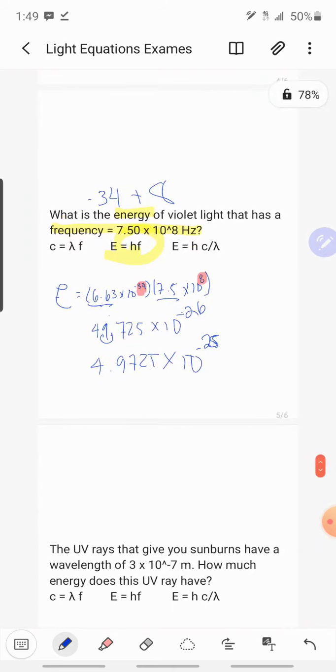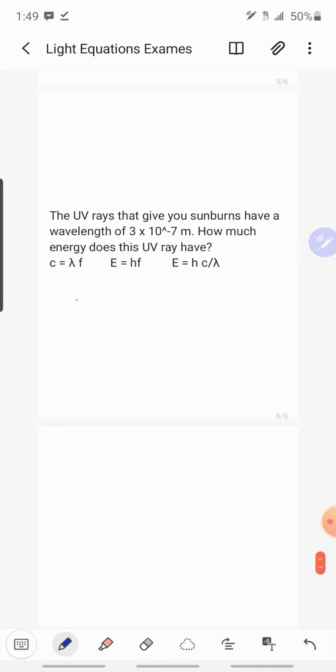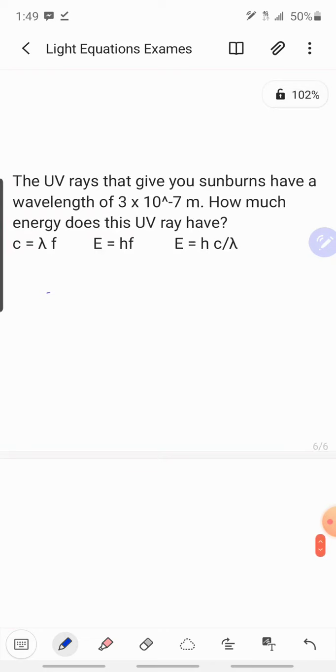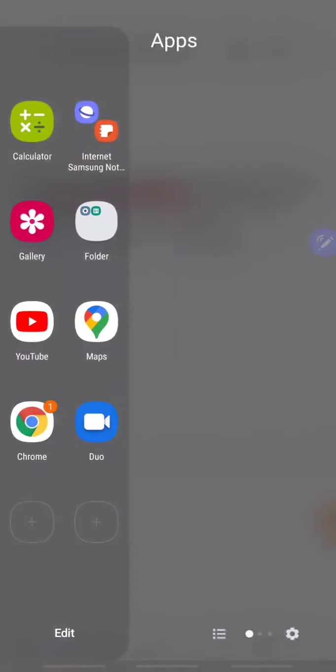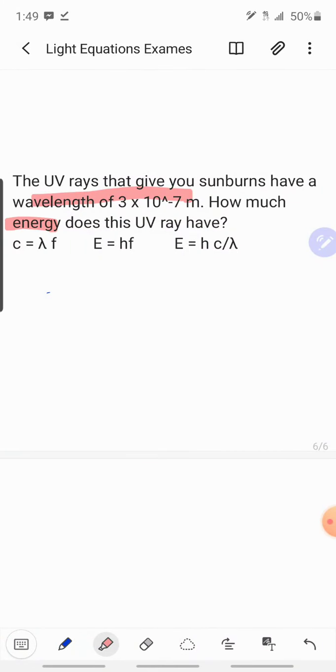All right, last one. UV rays that give us sunburn have as much wavelength as 3 times 10 to the minus 7 meters, and we want to know the energy. So they tell us the wavelength, and we want the energy. So we need a formula that has both wavelength and energy. So it's definitely not this one, and that doesn't have wavelength, so it's not that one. So it has to be this one.